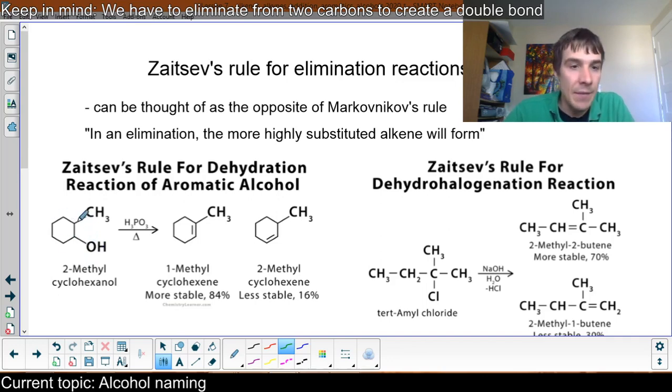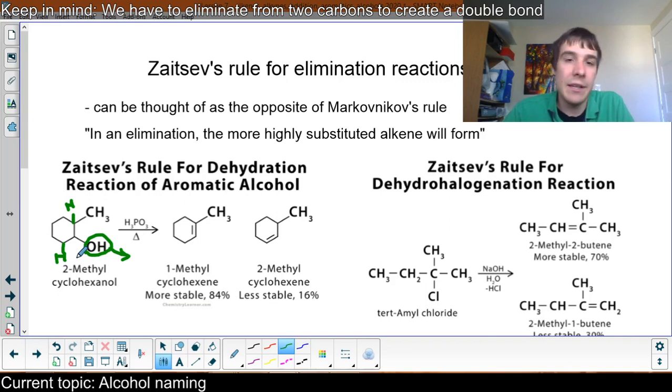We have to eliminate, and we have 2 options, right? We know we're going to pull away a water from this thing because we're eliminating with phosphoric acid, and this OH is going to leave. So we know that's going to leave. It's a dehydration reaction. We're going to get rid of that water. But we have 2 options for which hydrogen to choose. There's a hydrogen here and a hydrogen here. Which hydrogen is actually going to go with this OH?